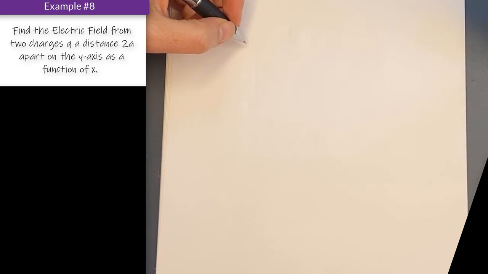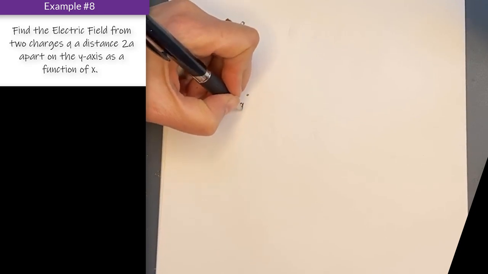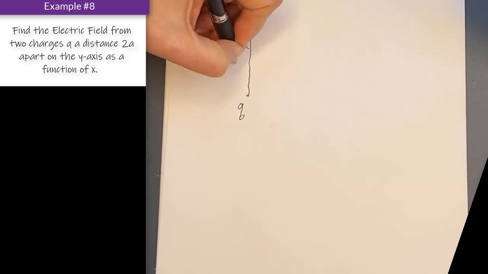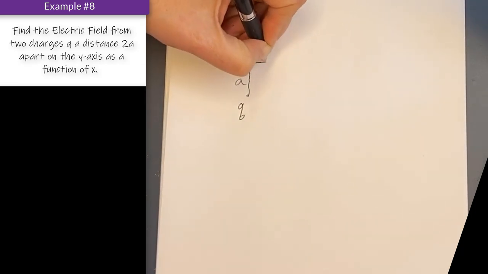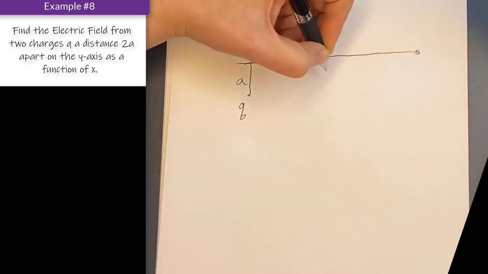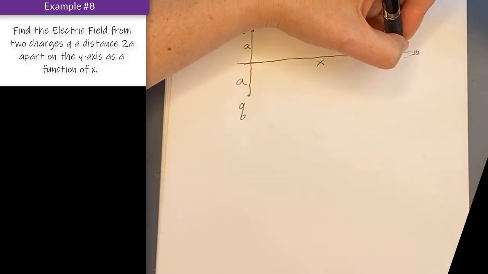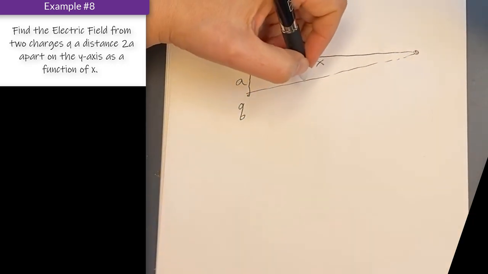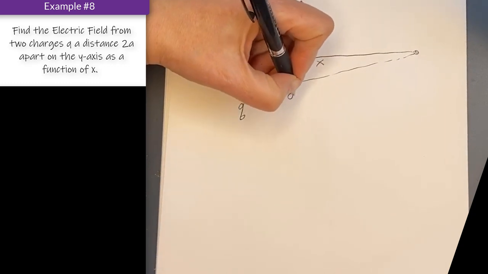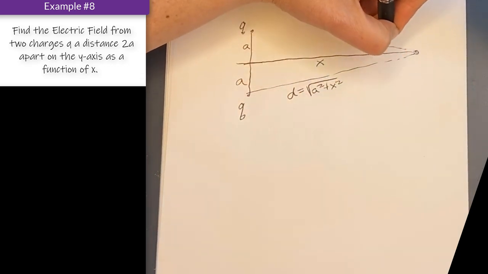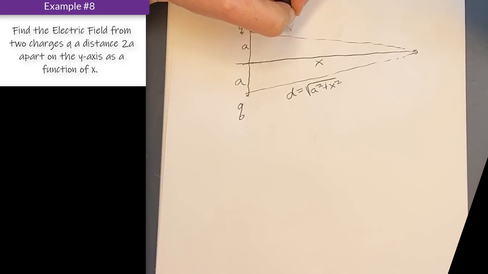Let me give you a common example. A very common problem given for electric fields is, imagine you have charges Q and Q a distance 2a apart, and you want to know the electric field as a function of x along the x-axis. So this distance is the square root of a squared plus x squared. And this one also has the same distance to the charge.